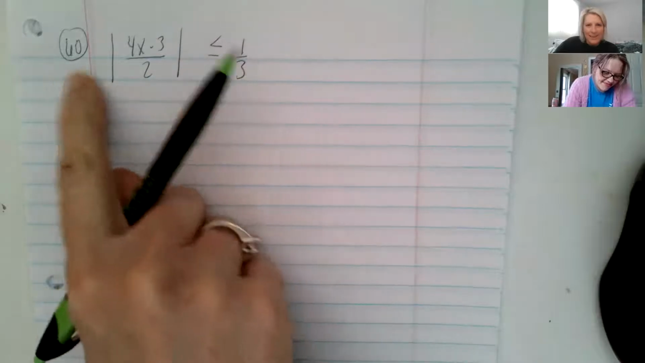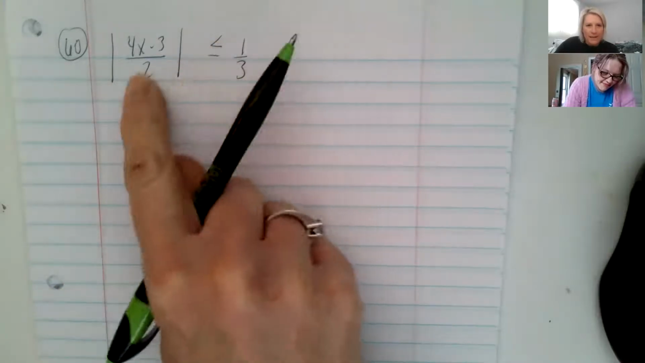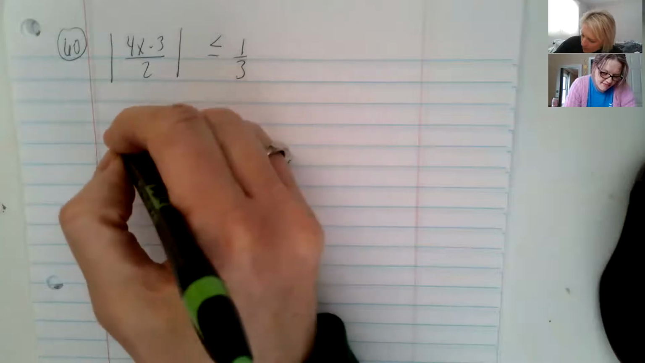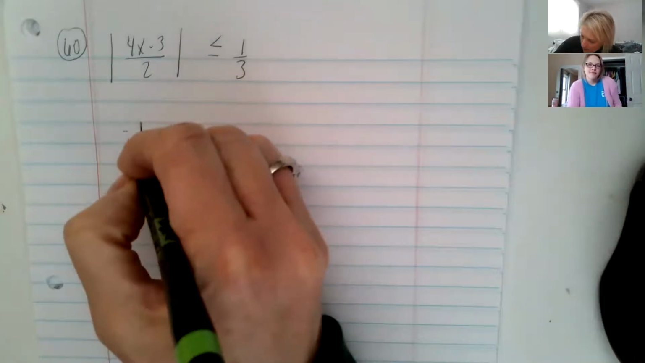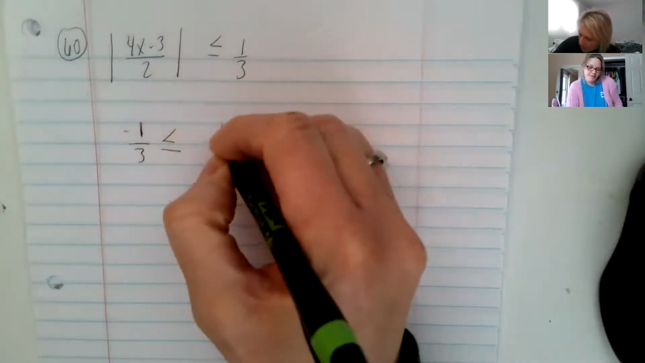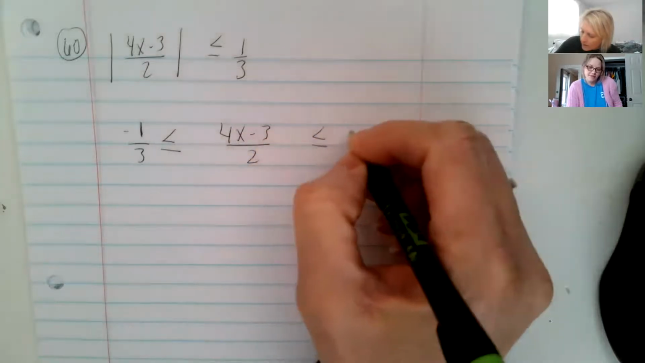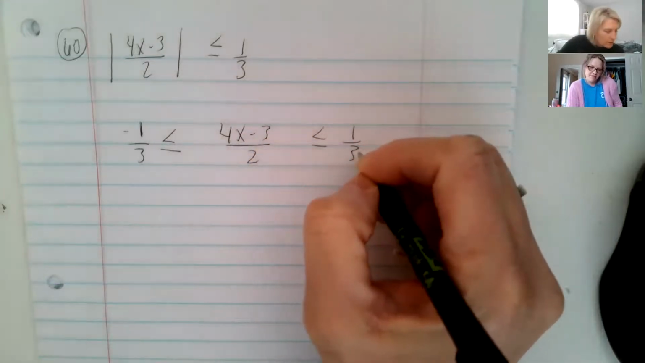So because this number 60 here is a less than, the absolute value is less than or equal to 1/3, it's going to be between. So it's going to be between a negative 1/3 less than or equal to the 4x minus 3 over 2 less than or equal to the positive 1/3.